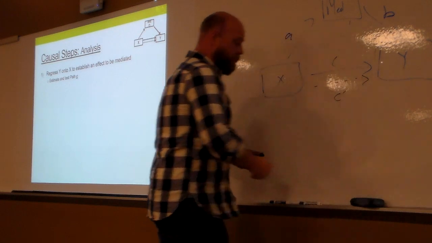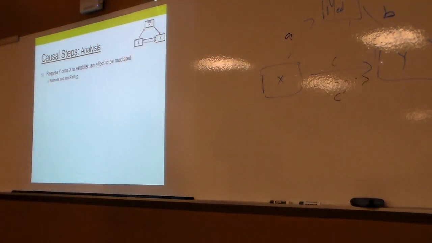Okay, so we go through the steps. First, regress X onto Y, get my path C. It says X and Y are related to one another. X onto Y or Y onto X? Or excuse me, Y onto X, right? We talk about how we regress our outcomes onto our predictors. So regressing Y onto X to demonstrate that this is actually related.